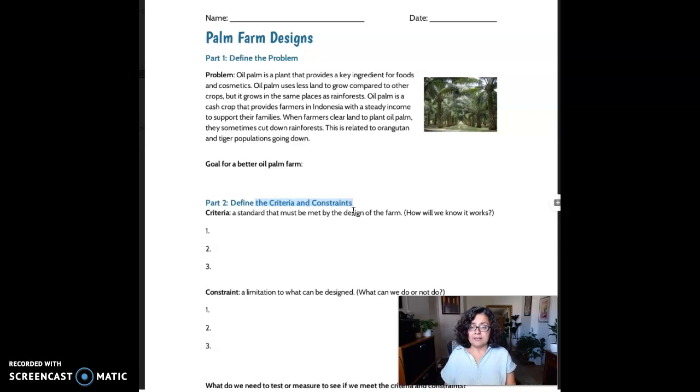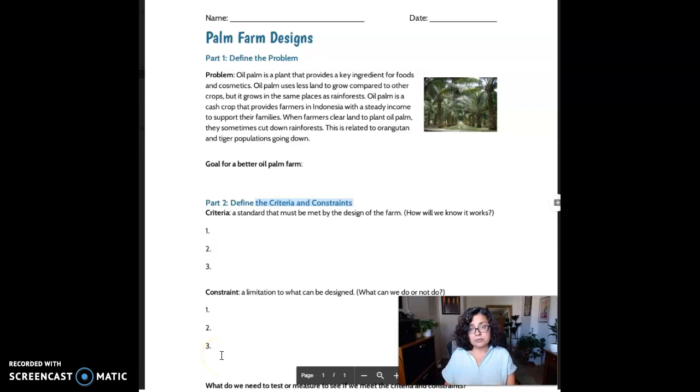Okay? And then your constraint is basically rules and limitations to what can be designed. Because what can we do and what can we not do is what constraints are, right? So if you're trying to design a palm farm that's a better palm farm, and your goal is to design a better palm farm so that it helps everyone, then you are going to have some constraints. There are certain things that you are not going to be able to do, or there's going to be some rules and limitations. What are those, do you think? And those are the things you are going to list here, at least 3.